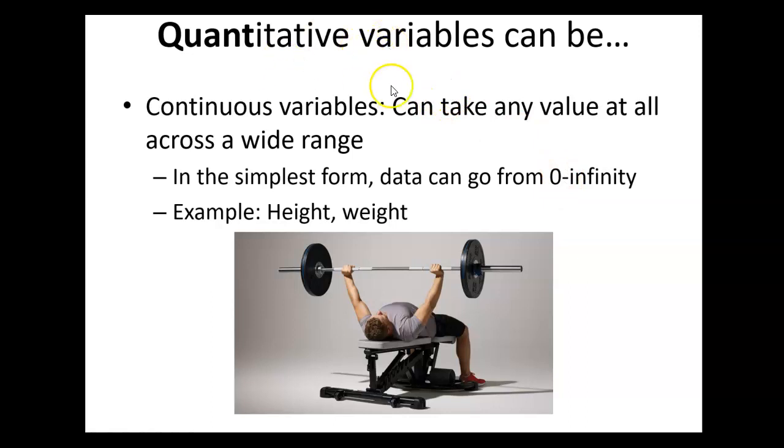Quantitative variables, on the other hand, are usually continuous variables, and they can take on any value across a wide range. In its simplest form, this information can go from 0 to infinity. That's not saying that that's what you'll see, but it's possible. Height and weight are examples of this. You might ask somebody how much they bench press. That would be another example of that. It can go from 0 anywhere up to a relatively large number.